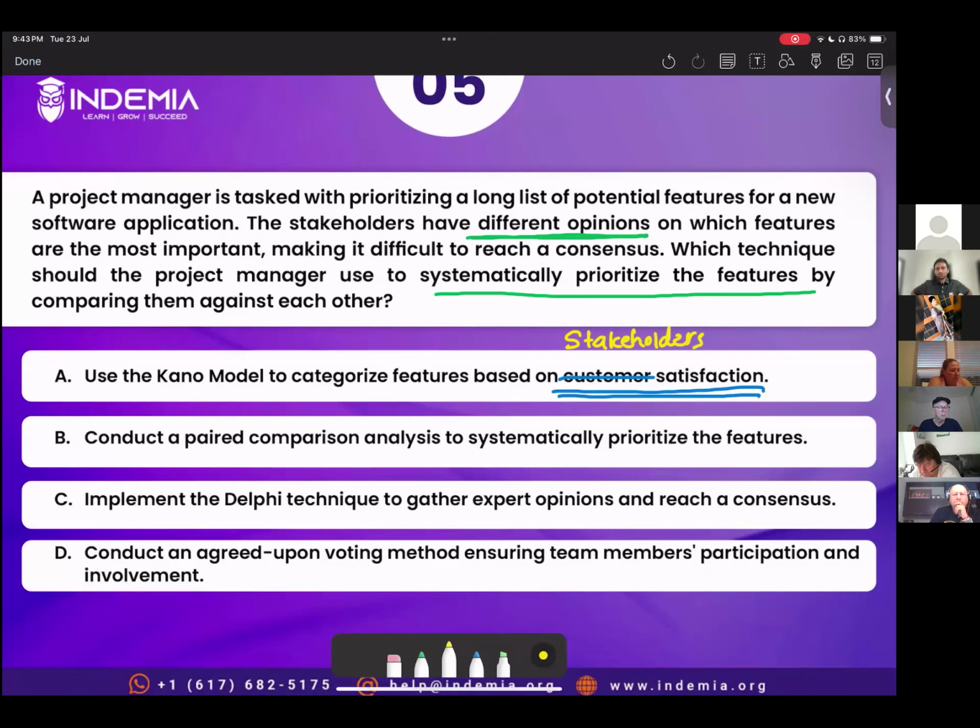Okay, so it means the word customer is not the problem here, right? The problem is different opinions. Okay, this is what you're saying. Yes, there is a problem of different opinions, but there's also a trouble of prioritizing the features. So the question is asking which technique should the PM have used to systematically prioritize the features.